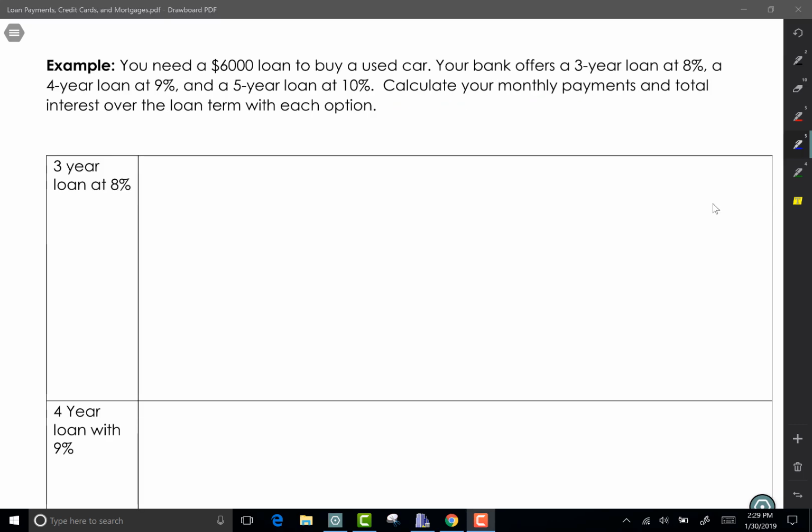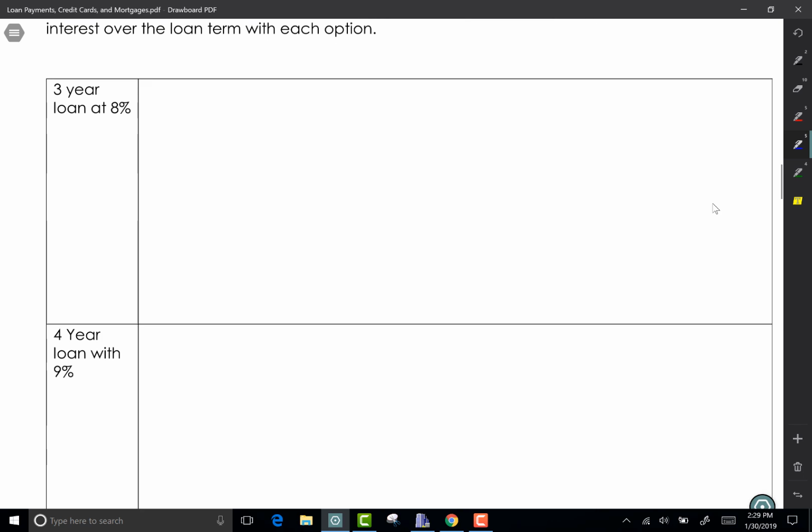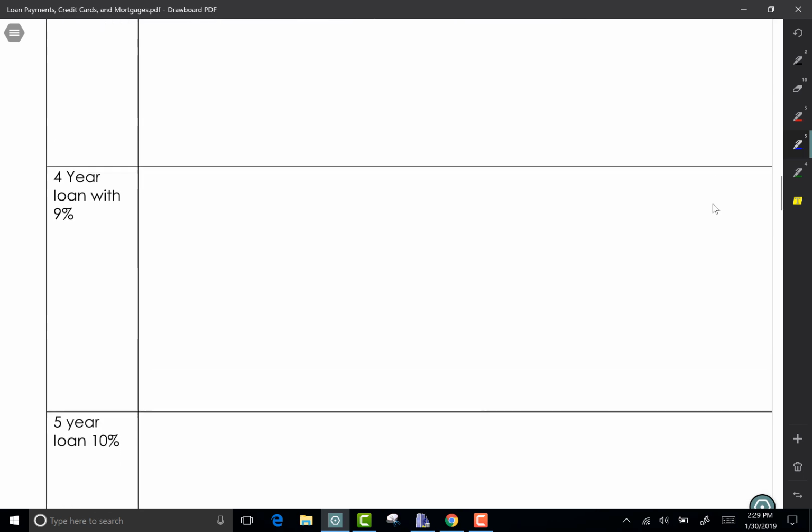Okay, in the next example, we're talking about getting a loan out to buy a car, and we're going to calculate different loan rates versus the number of years on the loan. And so we're going to do 3 different loans and compare them.